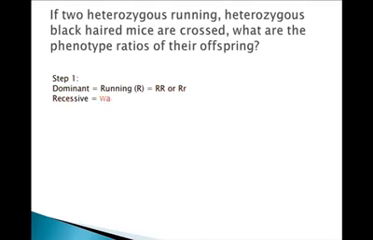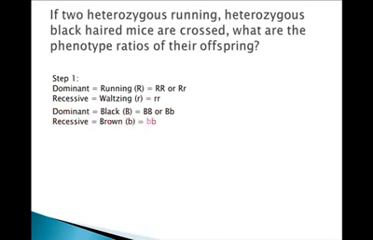So step 1, dominant is running over waltzing, and also black over brown. And now step 2 is to write out the crosses. Well, it says two heterozygous running, heterozygous black, so you know it's big R, little r, big B, little b, times another one.